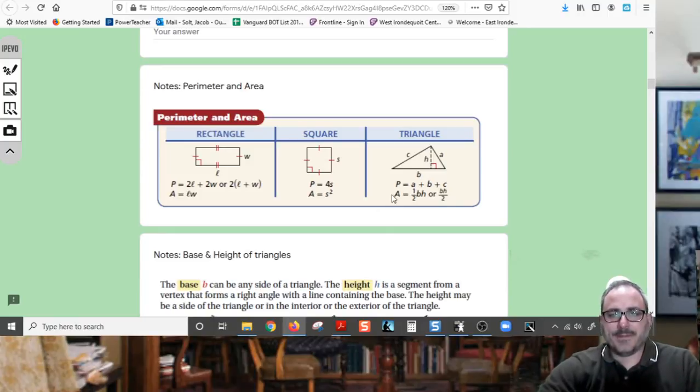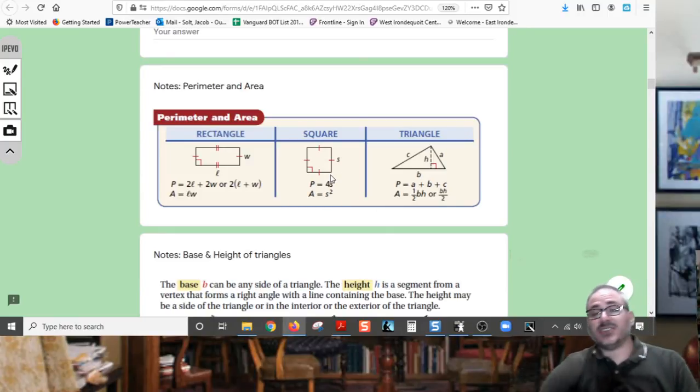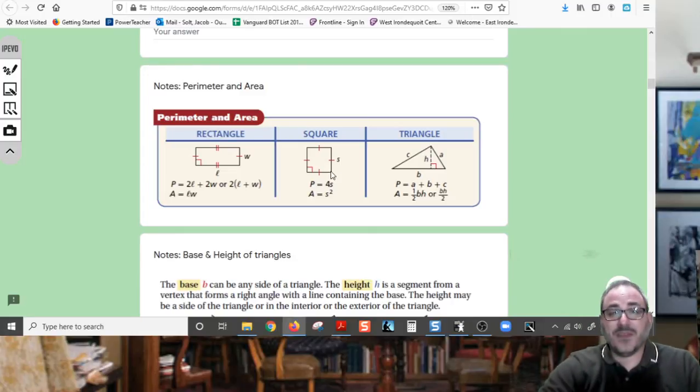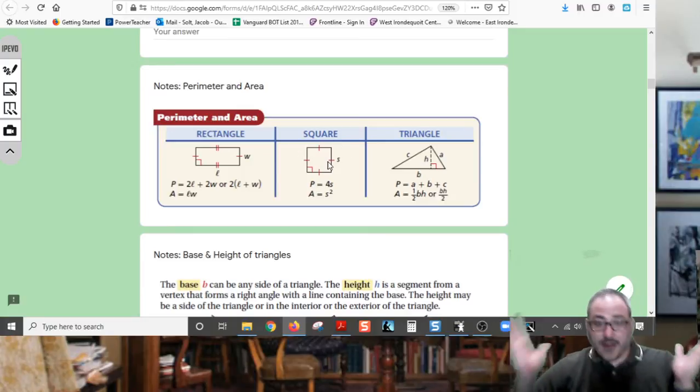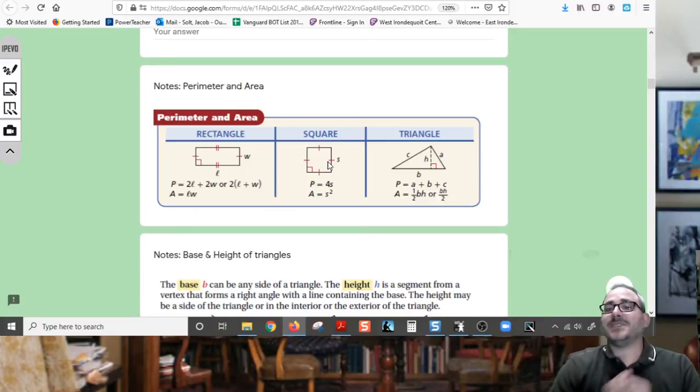All right, square. Square is actually kind of easier to figure out the perimeter because with a square, you know that all four sides are the exact same length, right? If it's square, then all four sides have to be the same length. So to find the perimeter, you just got to add up, this side plus this side plus this side plus this side. So if this side was, it looks like a 5, but it's really an S.